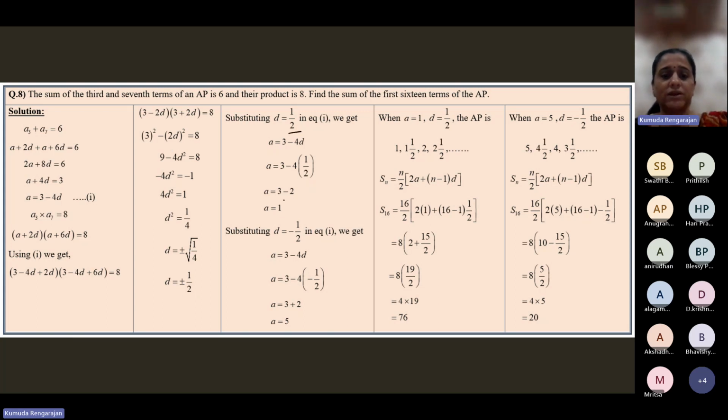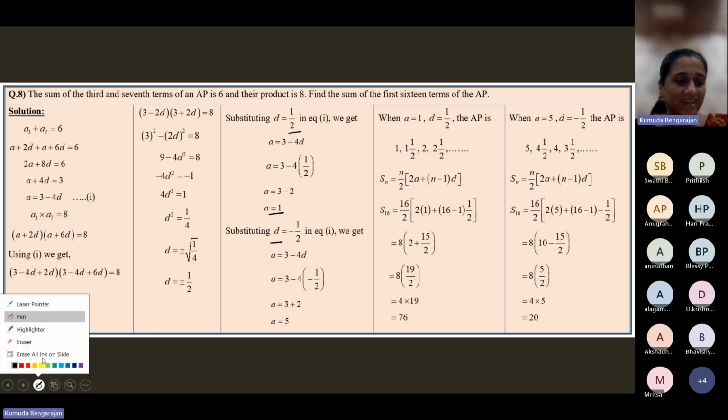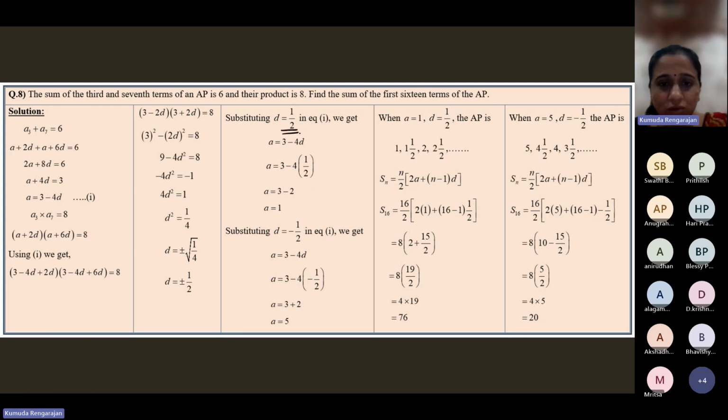So when D is plus 1 by 2, A is 1. And when D is minus 1 by 2, A is 5. When D is plus 1 by 2, the value of A is 1. When D is minus 1 by 2, the value of A is 5. So when A is 1 and D is 1 by 2, the first case.